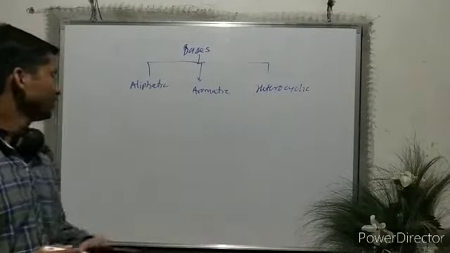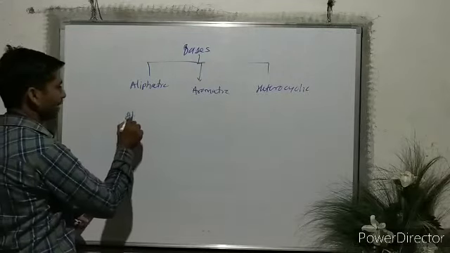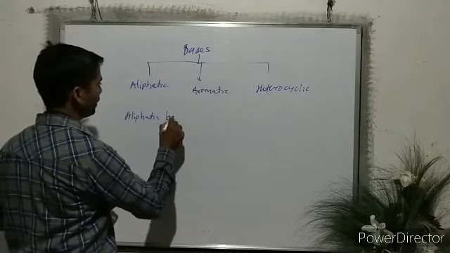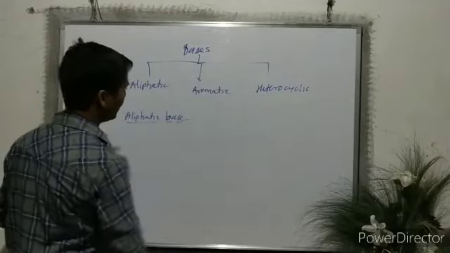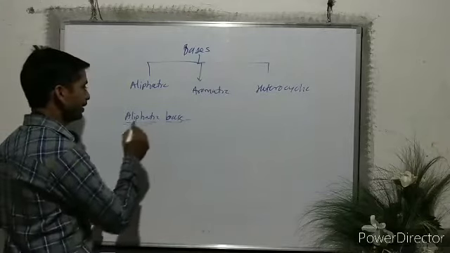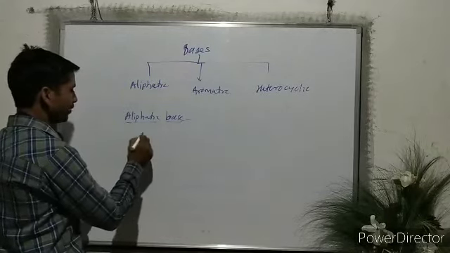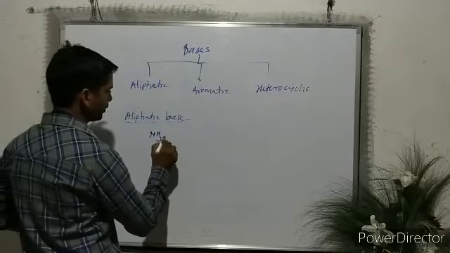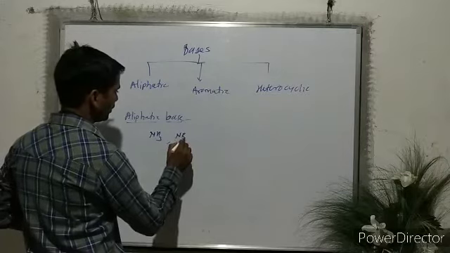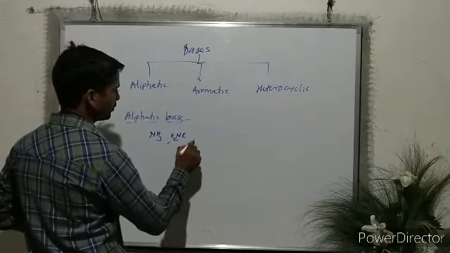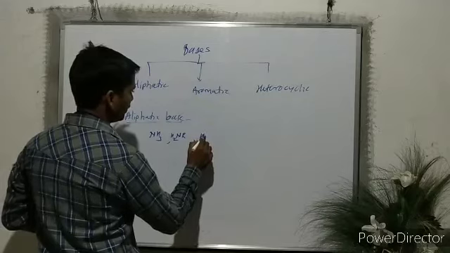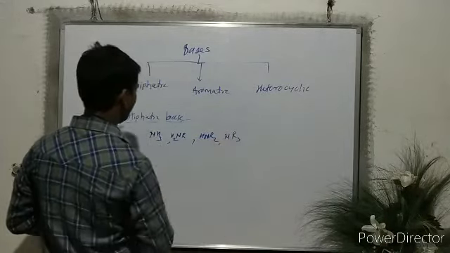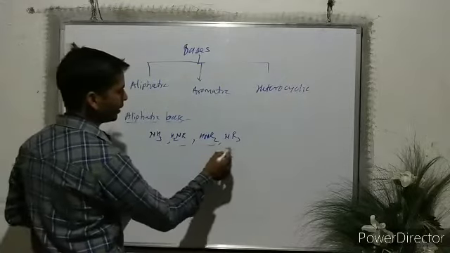Let's see them one by one. First, let's take aliphatic bases. To understand the aliphatic bases, let's take a series of ammonia derivatives: NH3, NH2R, NHR2, NR3. So ammonia, primary amine, secondary amine, and tertiary amine.